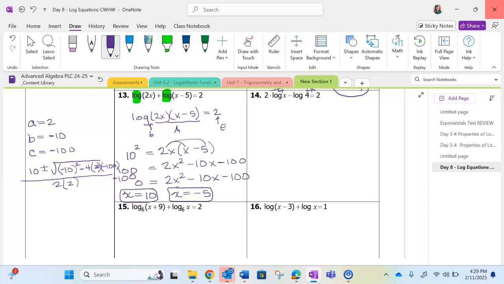All right, so now I have to check. So I'm going to come back up here, and I'm going to use the 10 first, and 2 times 10 is 20. That's perfect. 10 minus 5 is 5. That's perfect. They're both positive. Check. Let's put negative 5 in. 2 times negative 5 is negative 10. Can't have a negative log, so that one is no good, and you only have one answer in this situation. Okay?